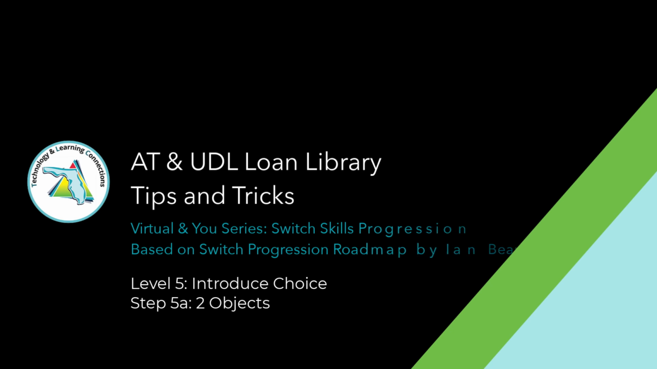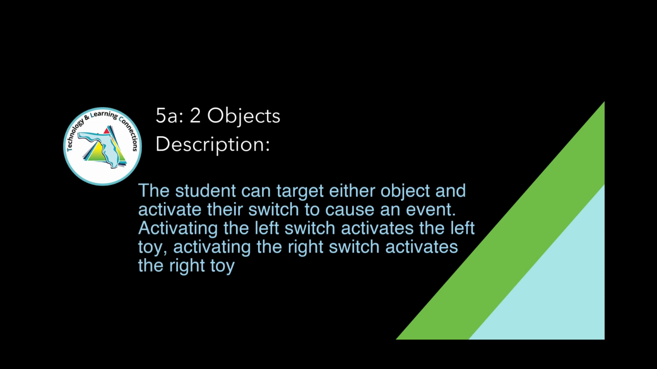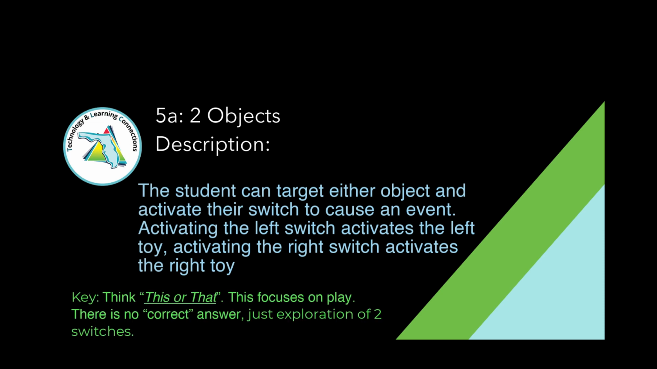Welcome to Level 5A, 2 Objects. Now you'll remember in Level 5, this is the first time that we're introducing 2 switches. And the point of this level is just to help our student learn that each switch causes a different activity to occur. The left switch will activate an activity on the left. The right switch will activate an activity on the right.